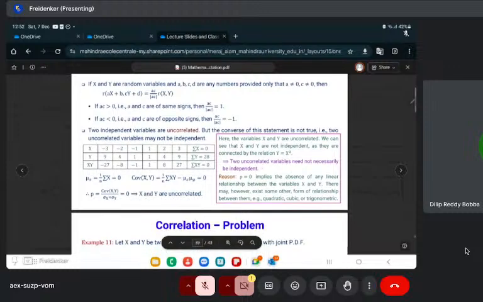I've been telling the same thing again and again, right? It's in this box. So uncorrelated means rho is zero. Rho is zero means there is no linear relationship, but it doesn't mean they're not dependent on each other. They could have a non-linear relationship, for example, y equal to x squared. That is in the pink box here.